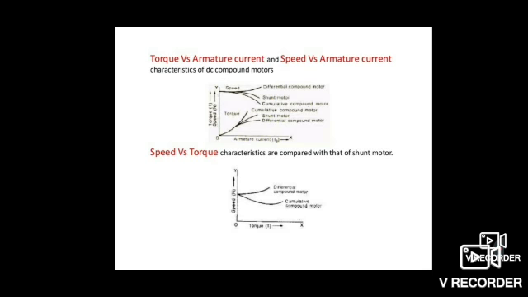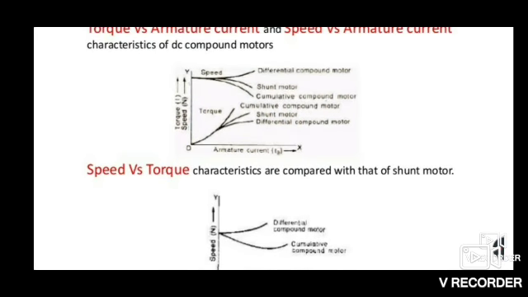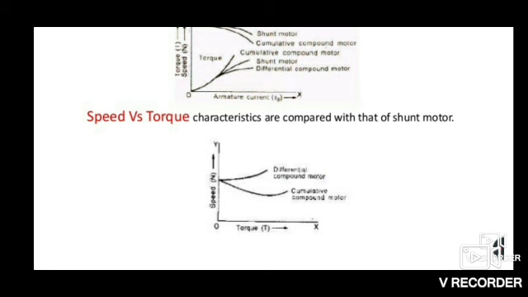First one is torque versus armature current and speed versus armature current characteristics of DC common motor. The diagram shows the speed versus armature current and torque versus armature current. The top diagram shows the speed versus armature current characteristics, and the lower diagram shows the torque versus armature current characteristics. The top one is the differential common motor, the second one is the shunt motor, and the third one is the cumulative common motor. Similarly, for the torque characteristics, first one is cumulative common motor, second one is shunt motor, and third one is differential common motor. Then speed versus torque characteristics are compared with that of shunt motor.